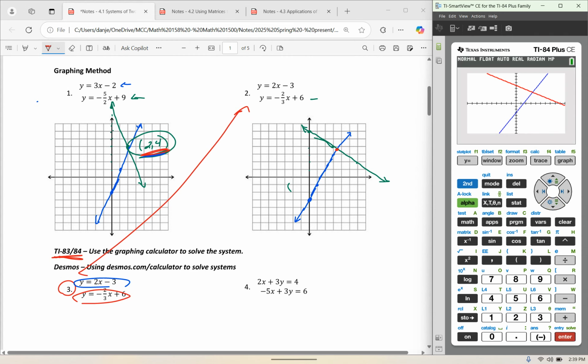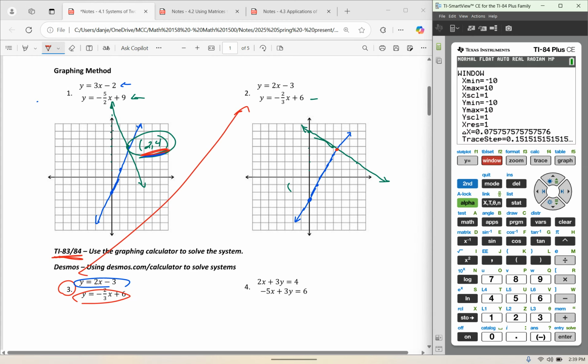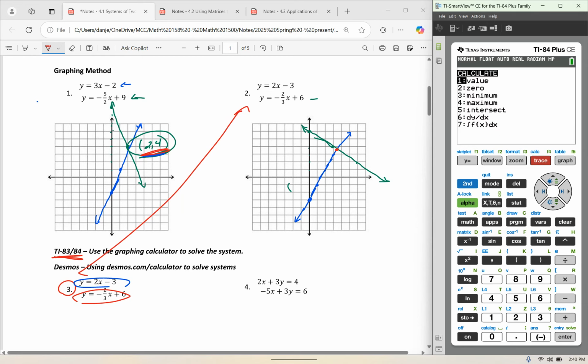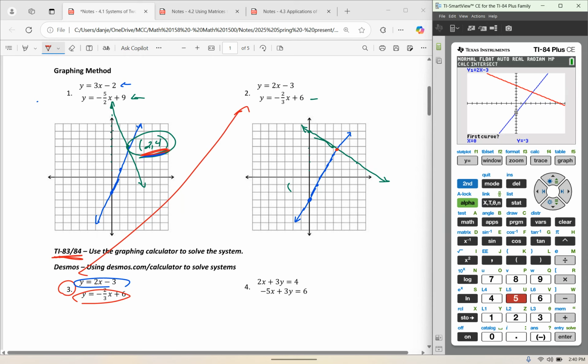When I press enter, first of all, you can see the blue line, the red line, you can see where they're intersecting. If I press my window button again, you'll notice that my x min and max are now negative 10 to 10, and my y min and max are now negative 10 to 10. That's the standard window. If I press graph again, I can see those two lines. To calculate that point of intersection, I can press second calculate, and what I want is number 5, the intersection.